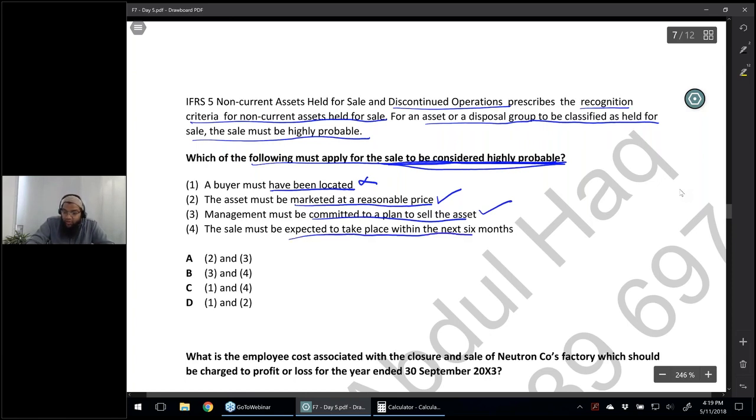No, within 12 months. The correct statement is within 12 months, but the question says within 6 months. So this is going to be incorrect. So the right answer is 2 and 3, which is going to be A. The right answer is going to be A in this case.